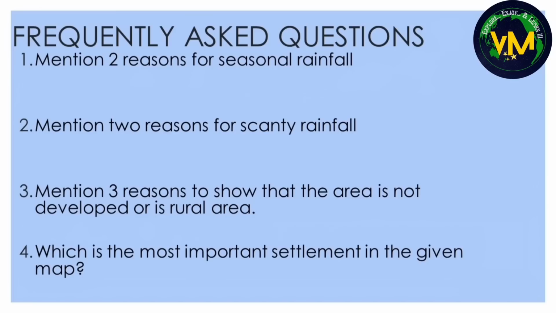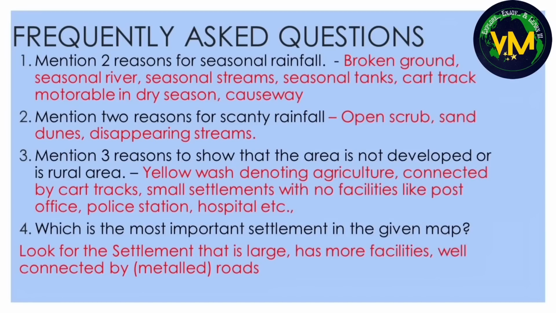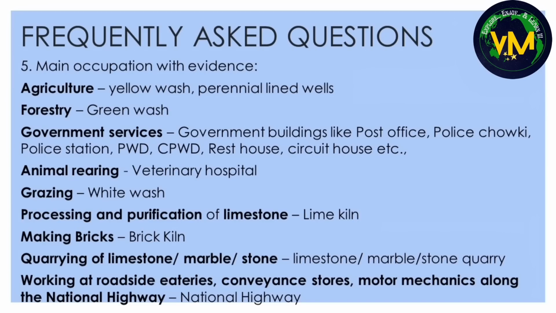Some more frequently asked questions: they can ask you for evidence for seasonal rainfall, reasons for scanty rainfall, reasons to prove that the region is a rural area, or to find out the most important settlement and give a reason for your answer. Or, most importantly, they can ask you about the occupation with reasons. There is a list of occupations along with their evidences.